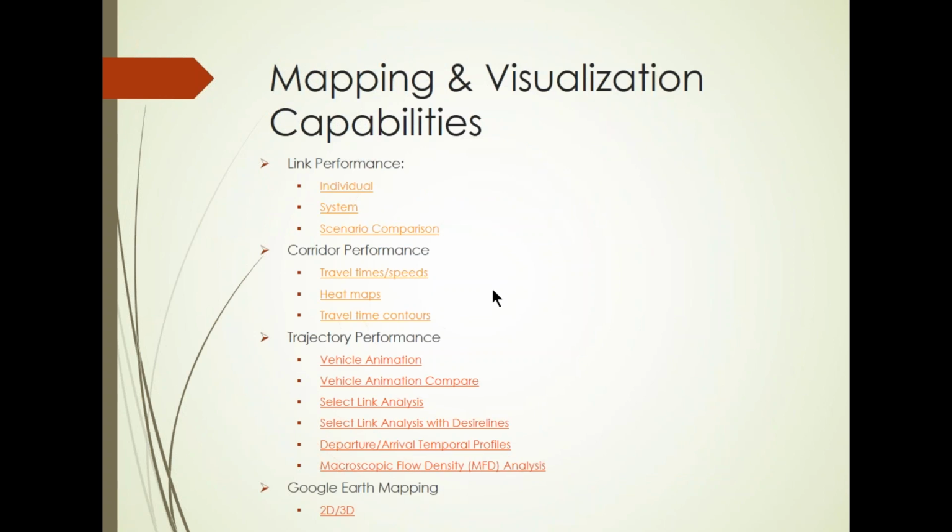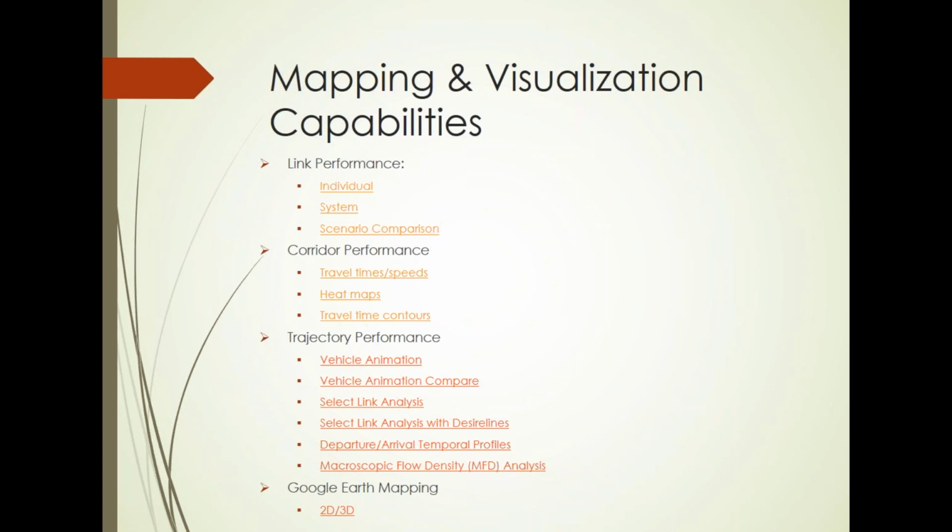So everything we have seen so far provides information on a link basis, whether visualizing individual links or the entire network. From time to time, we want to know the performance of the entire corridor, which consists of multiple links in one direction. We want to know the travel time from one end of the corridor to the other end, or average speed, or we want to know the heat map.